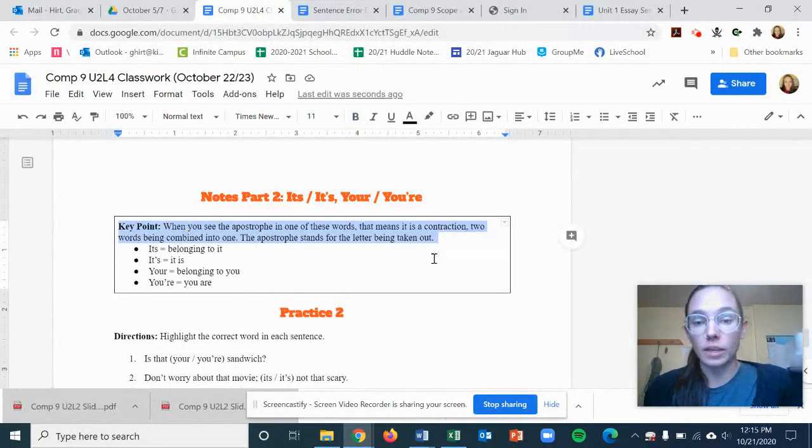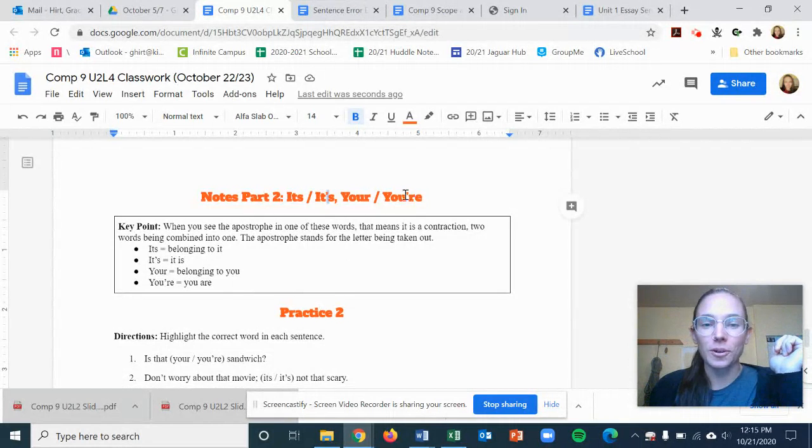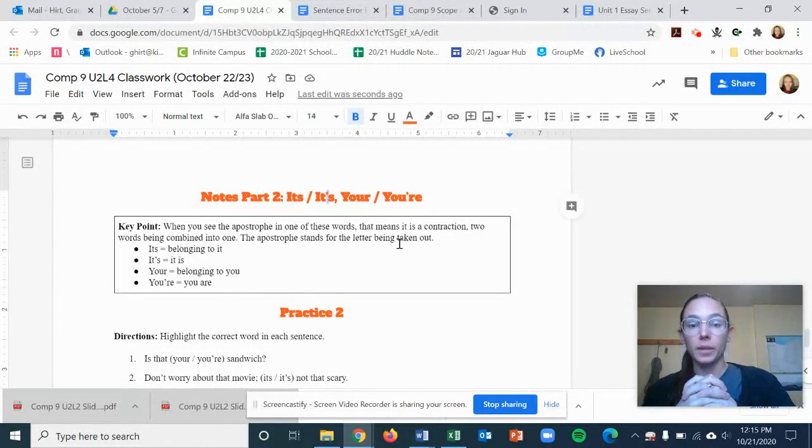So the one thing that you need to remember to figure out what version of this word, what spelling you should use, is that if you see the apostrophe in one of these words, the apostrophe, that little air comma, as some people call it, so it's, you're, when you see that apostrophe, that means that it's a contraction, which is two words being combined into one. So the apostrophe stands for the letter that is being taken out.